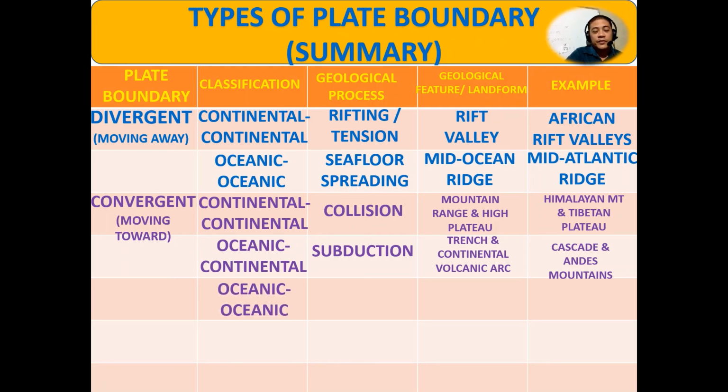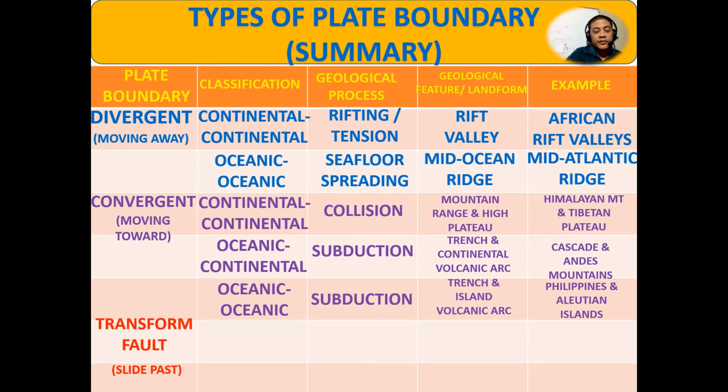The third type of convergent is the convergence of two oceanic plates. Still, the process involved is subduction, and its landforms are trench and island volcanic arc. And the examples are Philippines and Aleutian Islands.